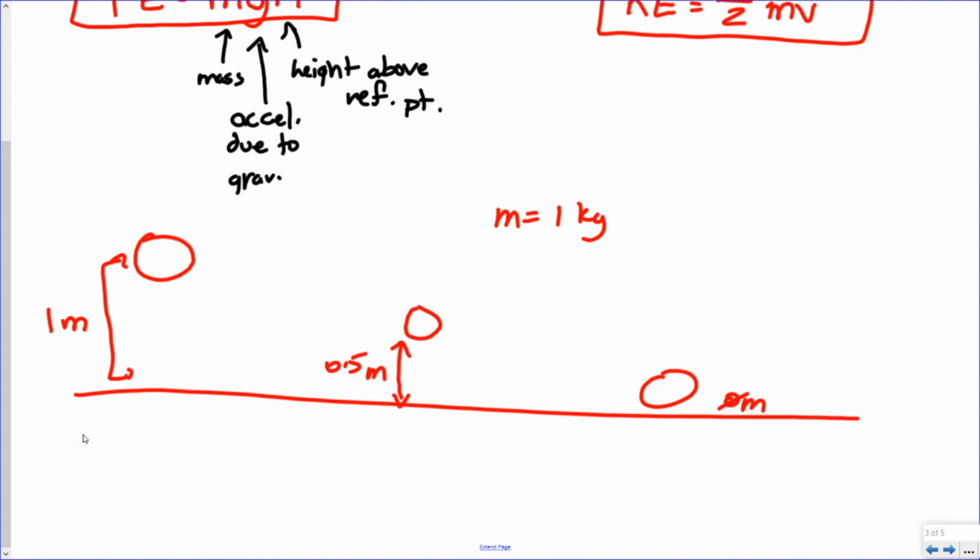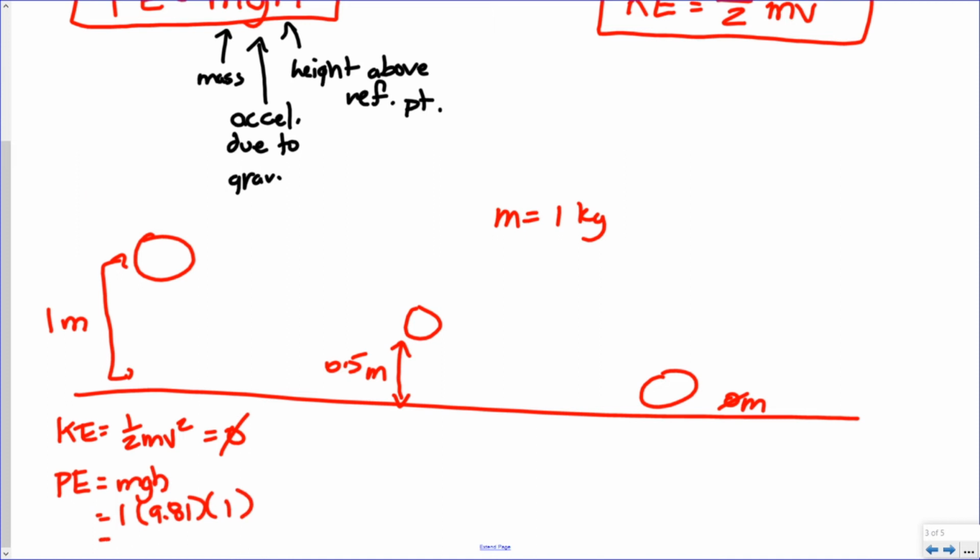Here, the kinetic energy is 1/2 mv squared. What's the velocity? It's 0, right? So 1/2 times 1 times 0 squared is 0. So it has no kinetic energy, which is what we said. Now we have the formula to back it up. What about the potential energy? Well, it's m times g times h. So 1 times 9.81 times 1 just gives me 9.81.